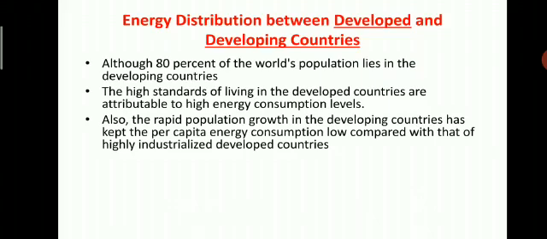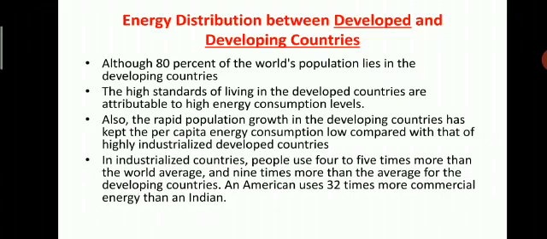So, highly industrialized developed countries are China, Australia, America, United Kingdom. These are, we can say, highly industrialized developed countries. In industrial countries, people use 4 to 5 times more than the world average, and 9 times more than the average for the developing countries. And an American uses 30 times more commercial energy than in India. So this is a very important point. In industrial countries, people use energy 4 to 5 times more than the world average.